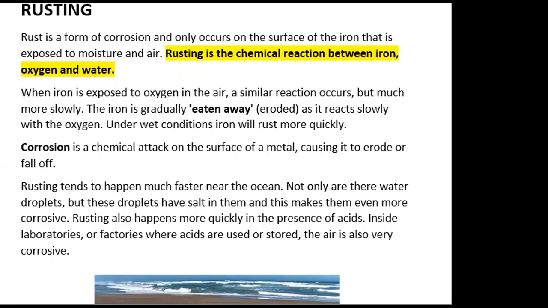Rust is a form of corrosion. Corrosion is when something is eaten away. It only occurs on the surface.